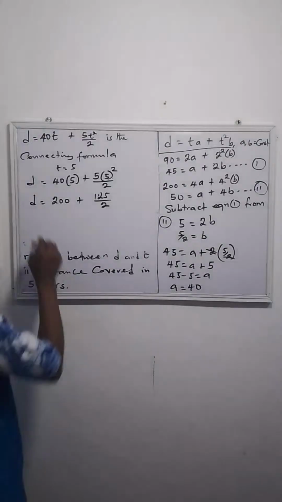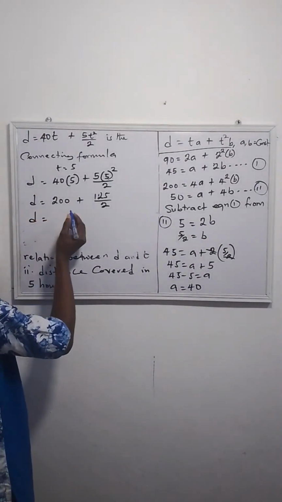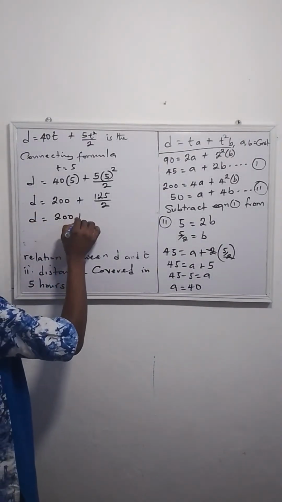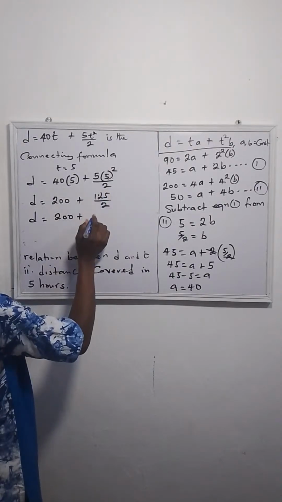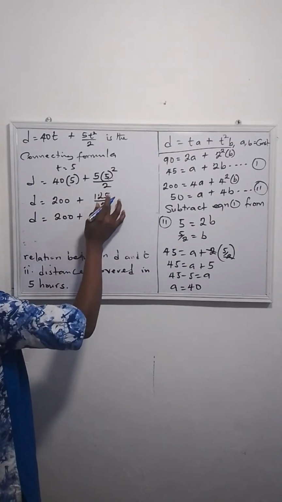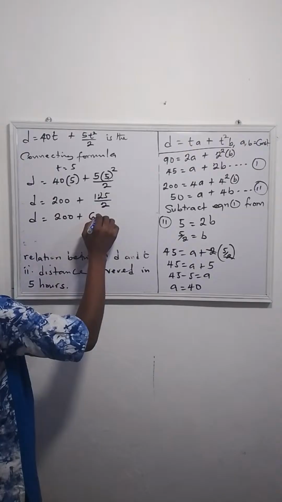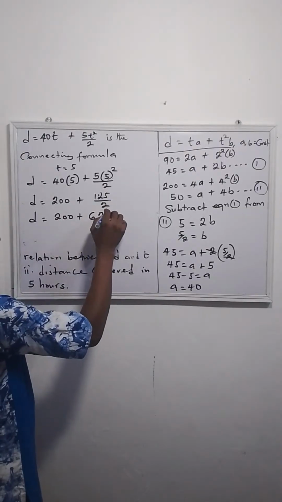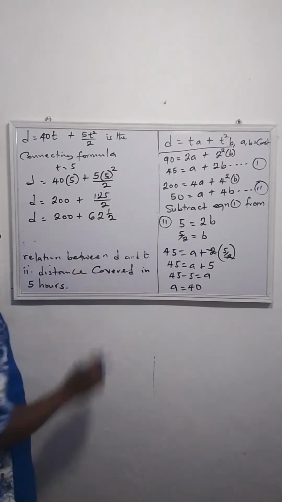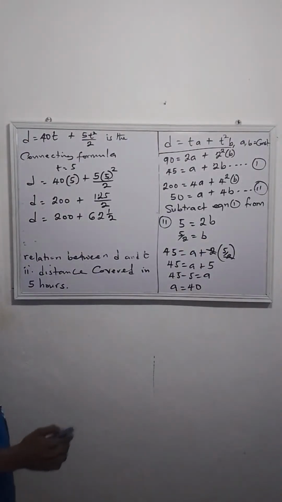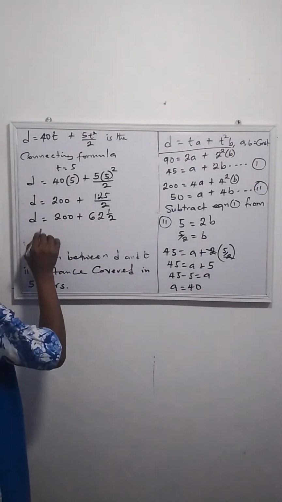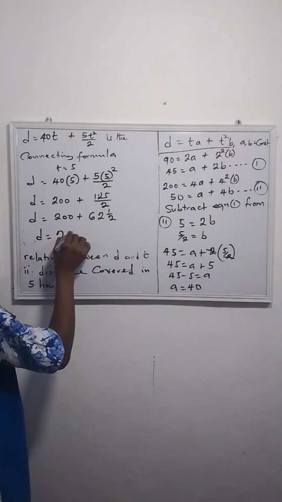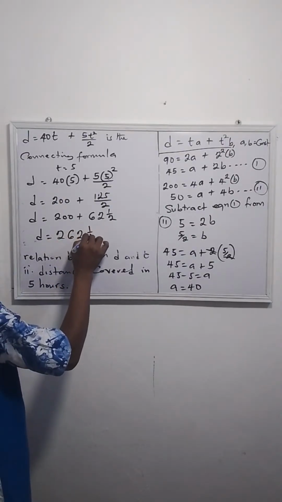Okay, so now d is the same thing as 200 plus, now 2 goes in 12, that is 6. 2 goes in 5, that is 2, remainder 1. So we have 62 and a half. So we can join the two together. We have d equals to 262 and a half.